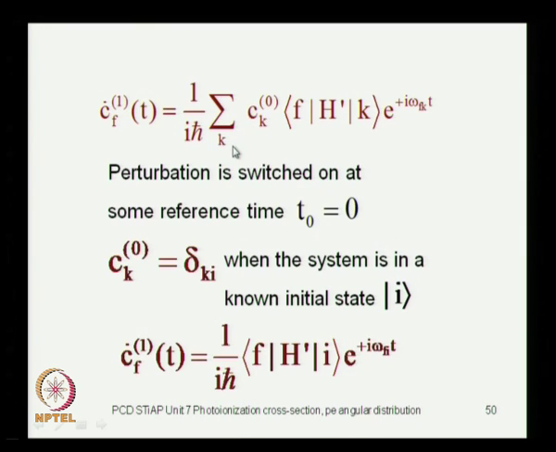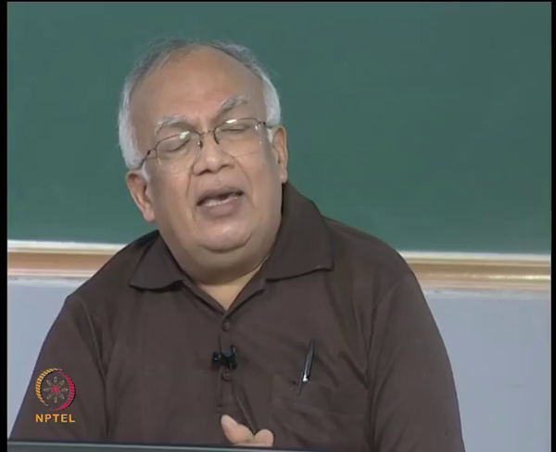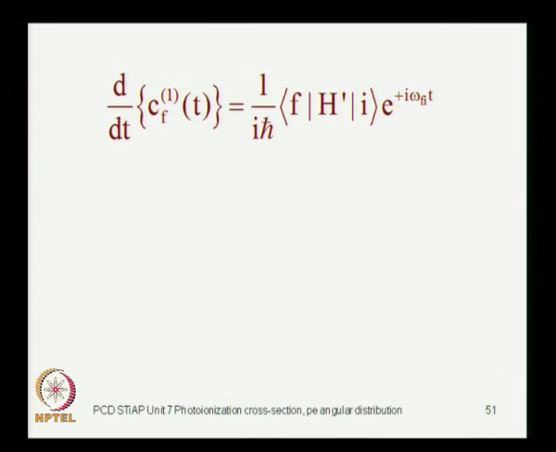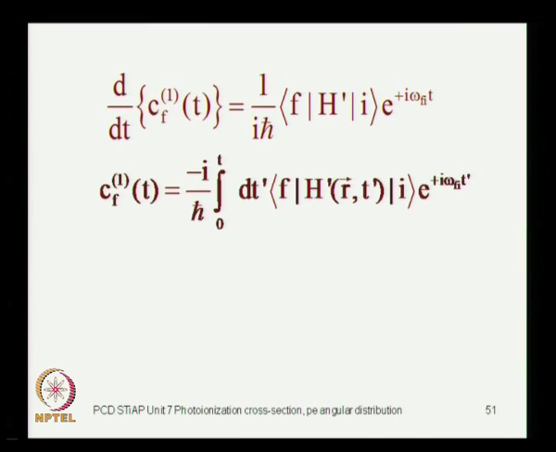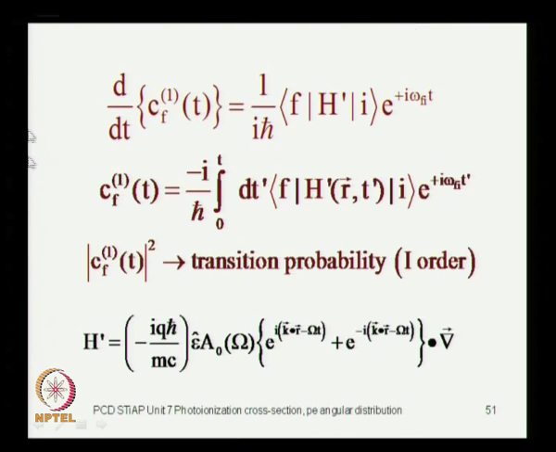So, instead of this summation over k, you get only one term corresponding to the initial state k equal to I. So, this is the expression that you get for the rate at which this coefficient will change with time, and that will tell you the probability of occupancy of that level, because this coefficient is a measure of how that state is occupied at a given instant of time t. So, you take the derivative of this coefficient, and this is the equation that we have got. So, you can integrate this over time t, and you get a measure of the probability itself, which is just the modulus square of the probability amplitude, which will give you a measure of the transition probability to the state f from the state I, okay.